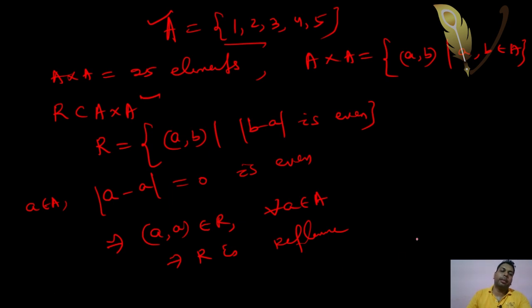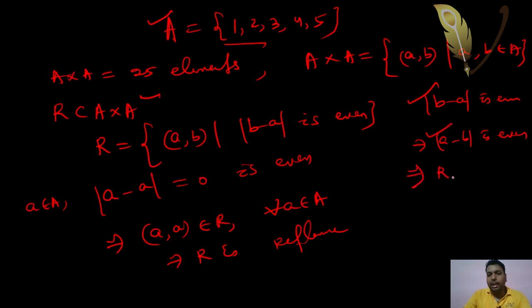Now, you can see here, if |b minus a| is even, that implies |a minus b| is also even. That implies R is symmetric. If |b minus a| is even, then |a minus b| is even. So R is symmetric. Clearly, R is symmetric.